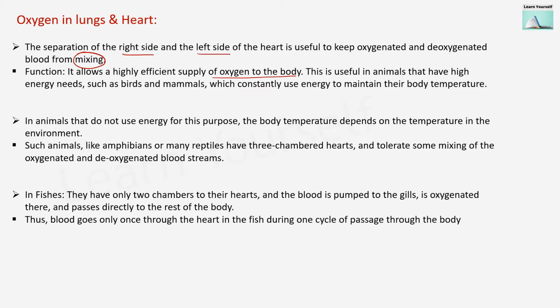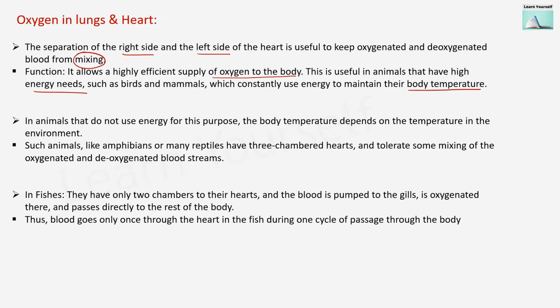This is useful in animals that have high energy need such as birds, mammals, which constantly use energy to maintain their body temperature, and for all the activities we require the energy, and that energy we are getting from the burning of the glucose, and burning of the glucose will happen in presence of oxygen. So that's why we require oxygen at all the time.